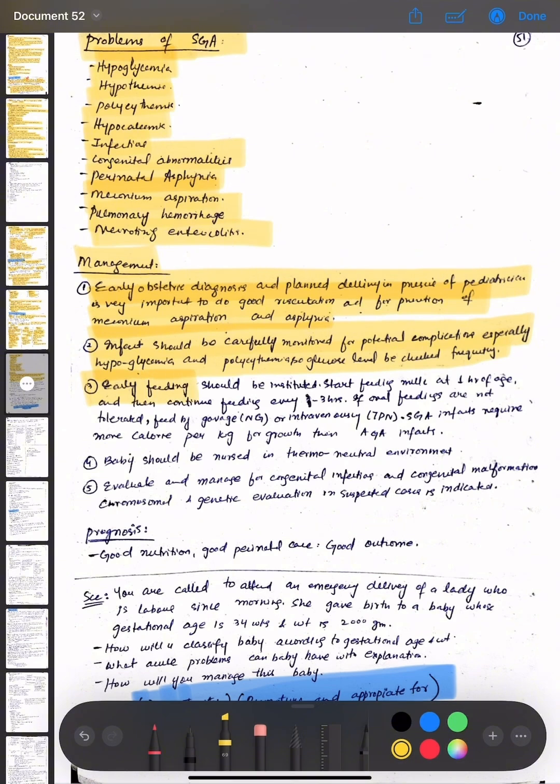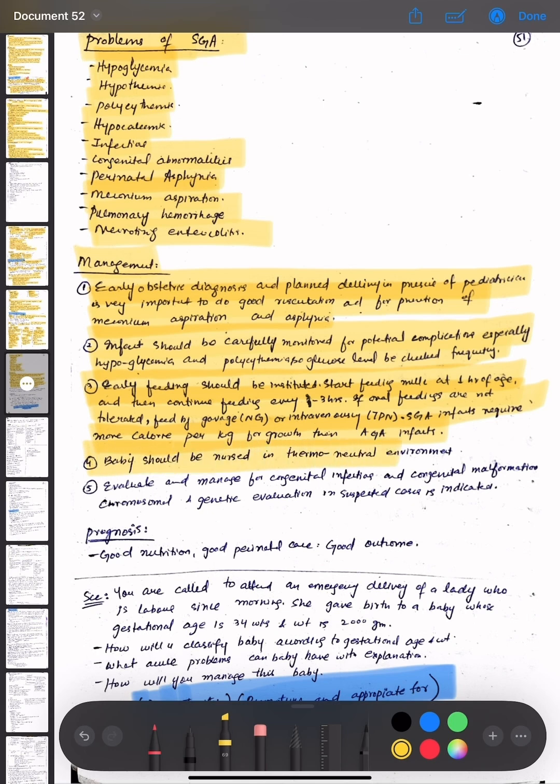Then early feeding should be instituted. Start feeding milk at 1 hour of age and then continue feeding every 3 hours. And if feeds are not tolerated, feed by NG tube or the total parenteral route. And small for gestational age infants require more calories per kg for growth than appropriate for gestational age.